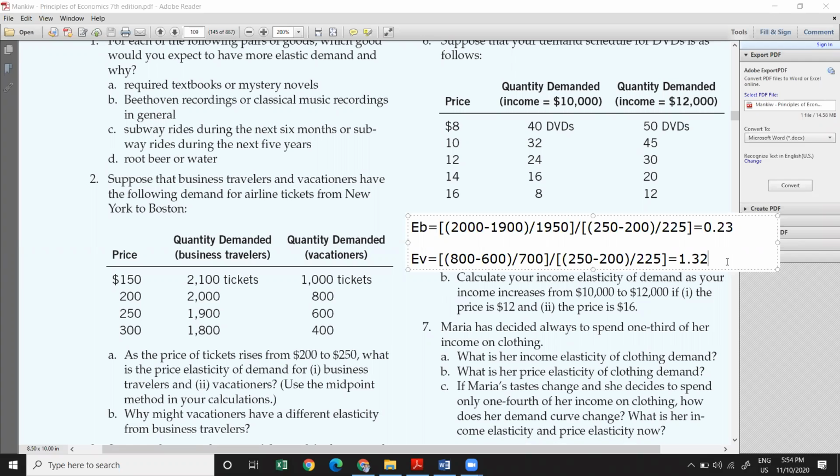So this is A. B: why might vacationers have different elasticity from business travelers? We already explained the situation behind this, but let me repeat it. The price elasticity of demand for vacationers is higher than for business travelers because vacationers can choose a substitute more easily. For example, vacationers can choose a different mode of transportation, like driving or taking the train instead of the plane, whichever is cheaper.